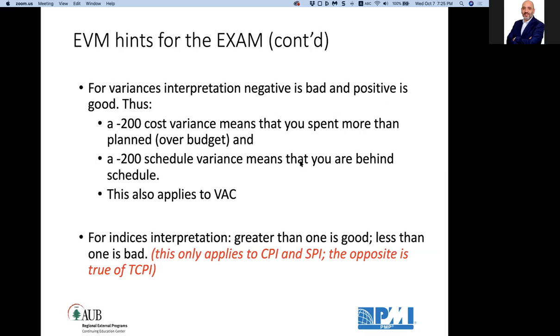For variance interpretations, negative is bad and positive is good. So a minus 200 cost variance means that you spent more than planned, or you are over budget. And a minus 200 schedule variance means that you are behind schedule. This also applies to the variance at completion. So for all variances, negative is bad. For indices, greater than 1 is good, less than 1 is bad. This is for the cost performance index and schedule performance index. And the opposite applies to the to-complete performance index.